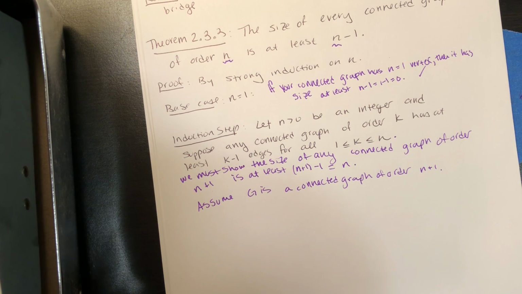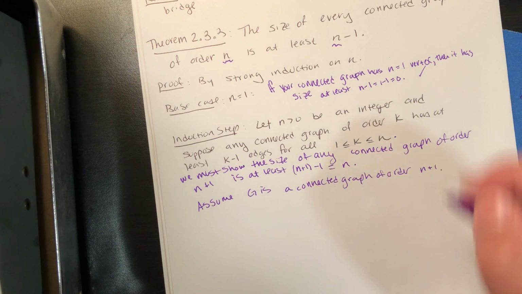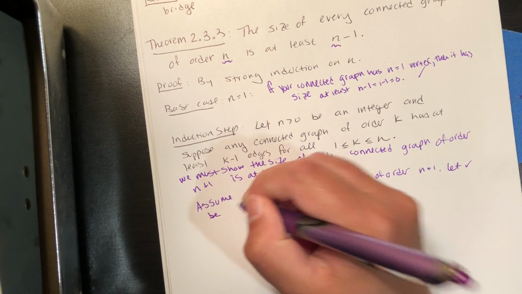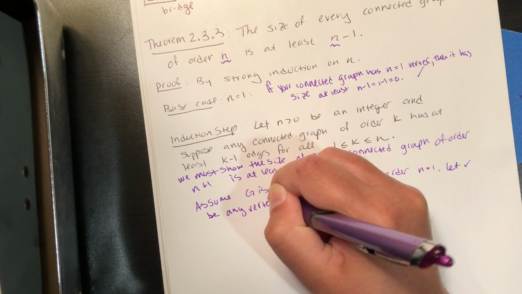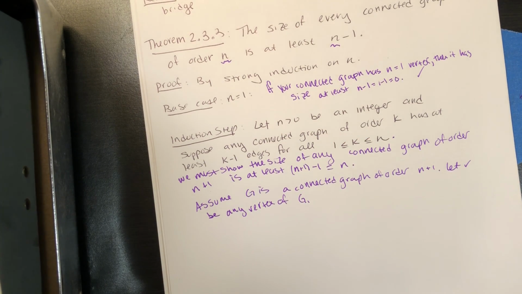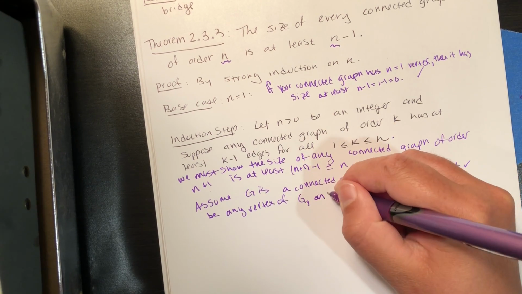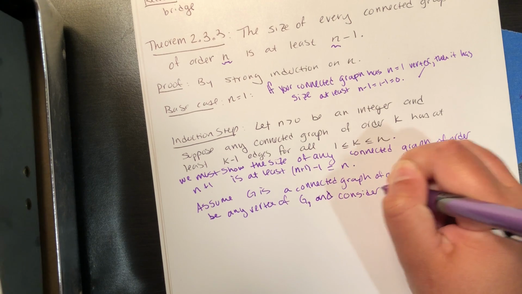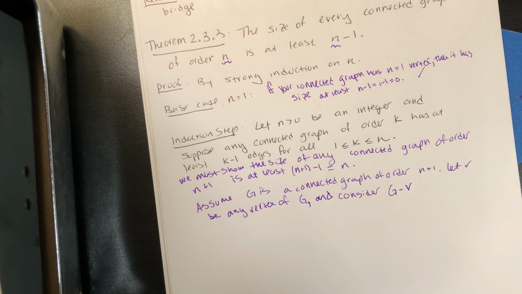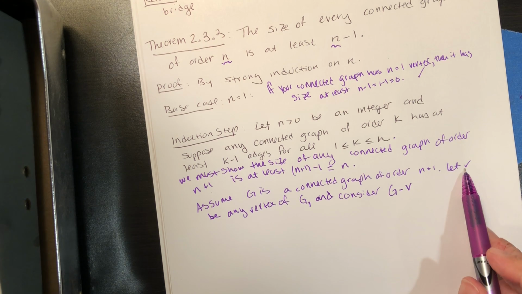Okay, well, if it's order n plus 1, its order is at least 2. It has at least 2 vertices. So let's let V be some vertex of the graph. Let V be any vertex of G. And let's consider what happens when we delete that vertex. Right, so in the last proof, we started off by deleting some arbitrary edge of the graph. Now we're going to start off by deleting an arbitrary vertex of the graph. So consider the graph G minus V.